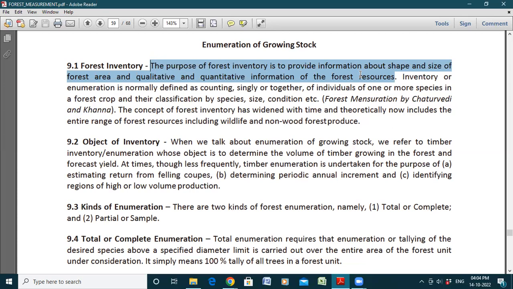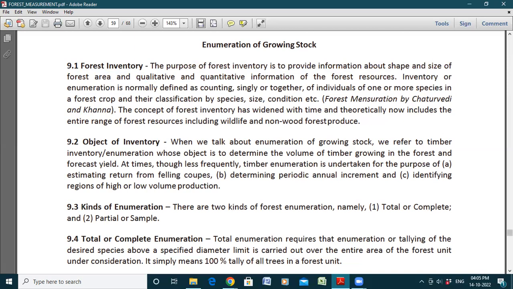Inventory, or enumeration, is normally defined as counting singly or together, meaning single-wise or together, of individuals of one or more species in a forest crop and their classification by species, size, and condition. Okay. So enumeration depends on counting, of one or more species in a forest crop and their classification by species, size, and condition.